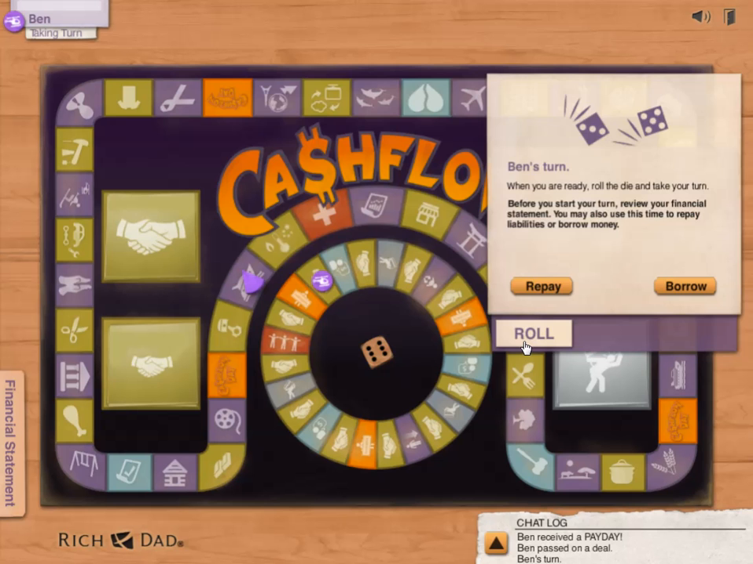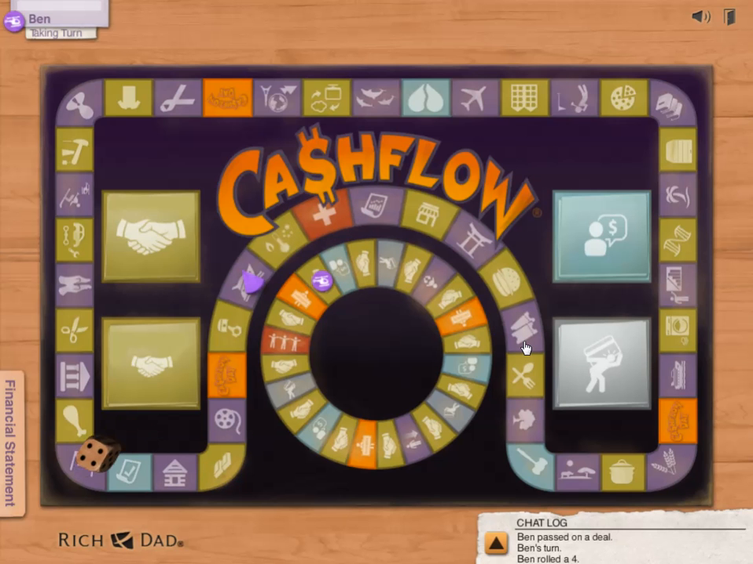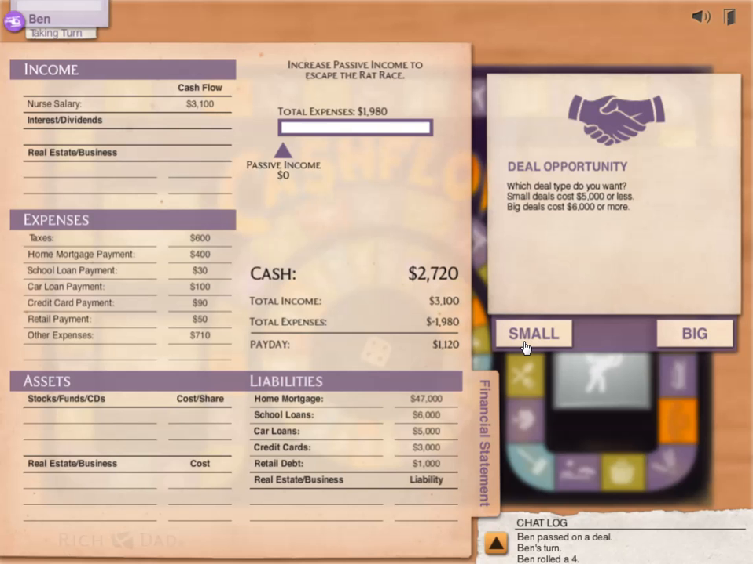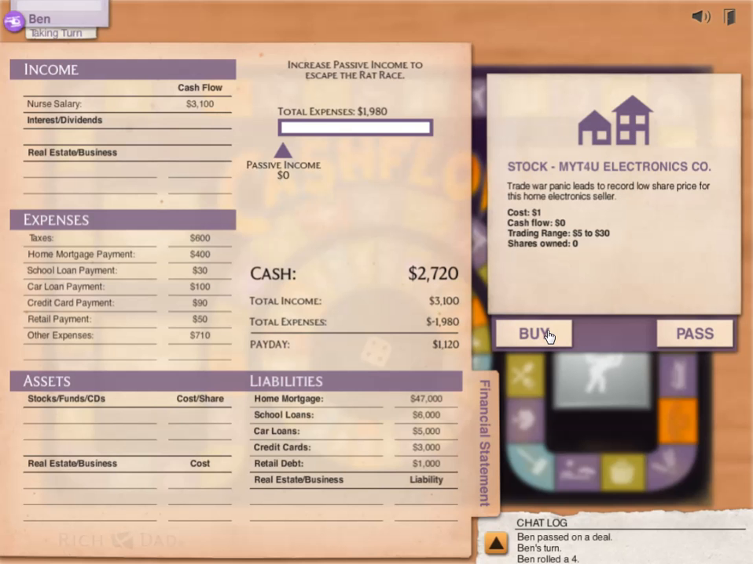So let's go just play for a minute and see how we go. Cool. So we got another opportunity. Let's see if there's anything better. All right. So this one's a bit of a punt. This company here. So there's a trade war. Panic leads to record low share price for this home electronics seller. Now, given that it's so cheap, and it says here that the trading range is between $5 and $30, $1 is pretty cheap, and we've got $2,720, and I guess the opportunity for this to increase is pretty good.